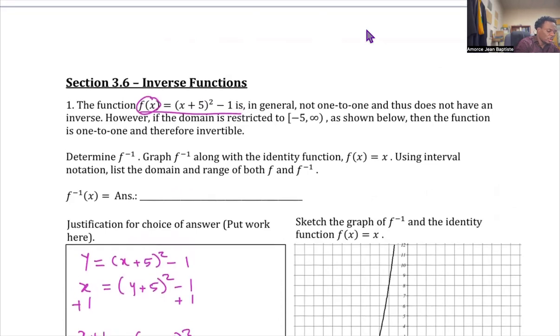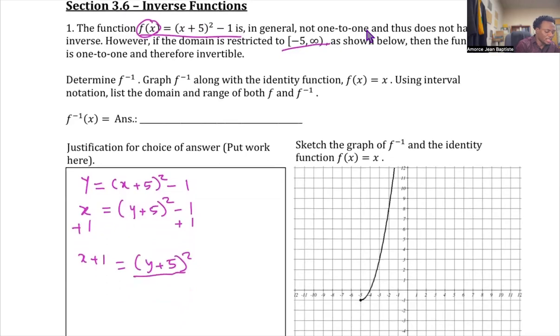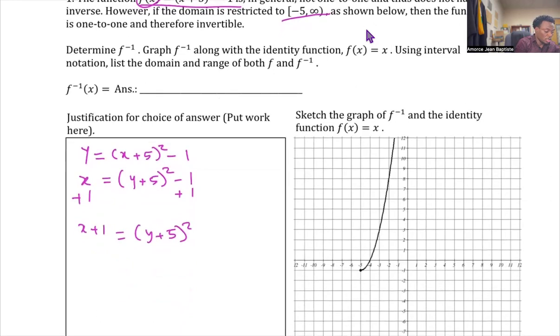We're not going to forget that they only use one side. That's why we had from negative 5 to infinity, which makes this always positive or equal to 0. So if I take the square root of it, it will be positive. I don't need to take plus or minus because this is always positive. So the square root of both sides, we don't need to use plus or minus because it's always going to be plus. Since this is positive, the square root of x plus 1 equals y plus 5.